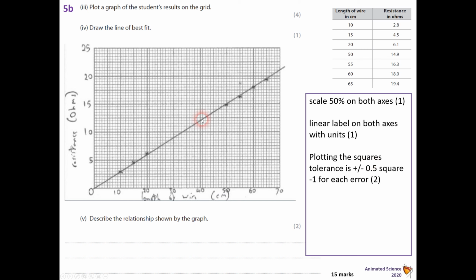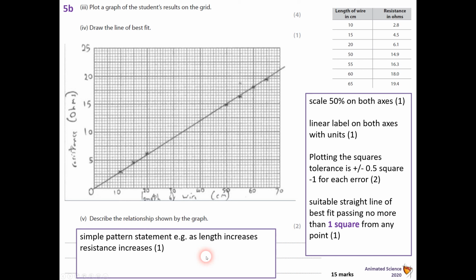Plotting tolerance within a little square at least, so between plus or minus half a square. Okay, if you're not within that square, you're going to get a mark dropped. So for each time you drop it, you lose a mark, and obviously if you plotted them all, you start with 2 and then it disappears. Suitable straight line of best fit, no more than 1 square from any point, so it's really quite tight data. It's quite close to the true value of this data, so there's not much margin for error. It's gone through the origin.